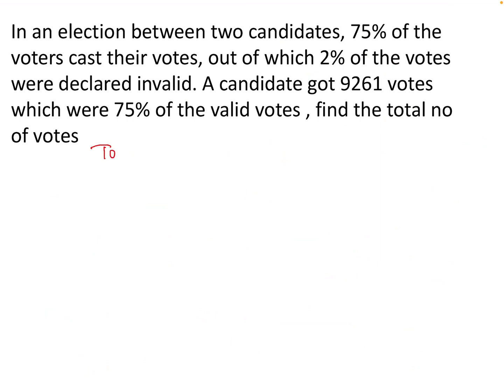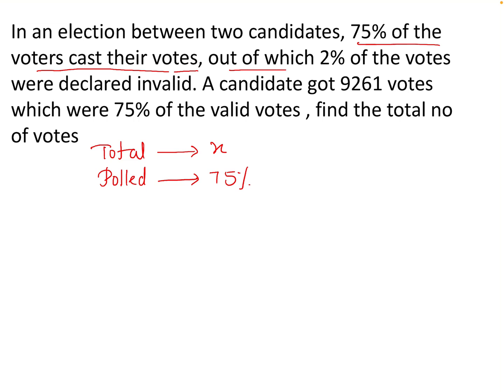Then what they are saying? They are asking the total number of votes. We don't know the total number of votes, so let the total number of votes be X. Next, 75% of the voters cast their votes, means these are polled votes. Polled votes are the votes given by the people. How much are they? 75%. Next, out of which 2% of the votes were declared invalid. So invalid votes are 2%.